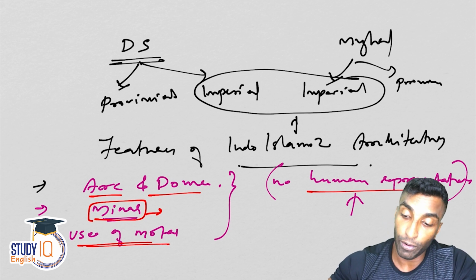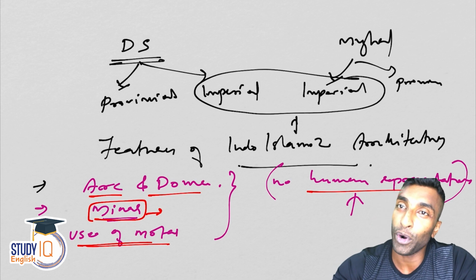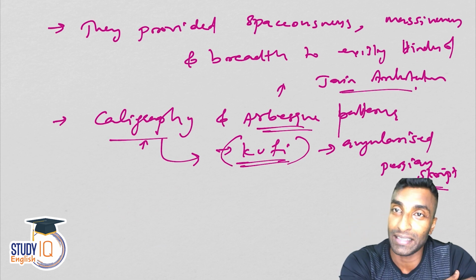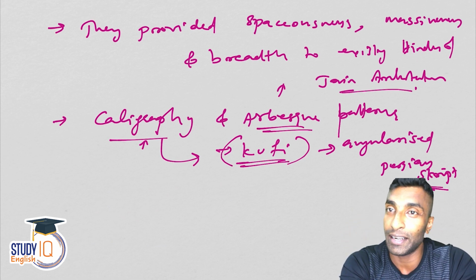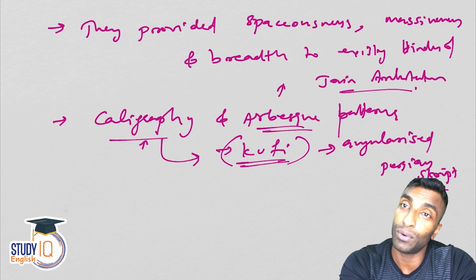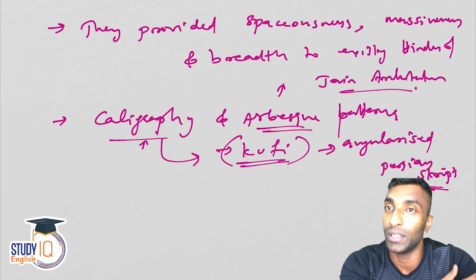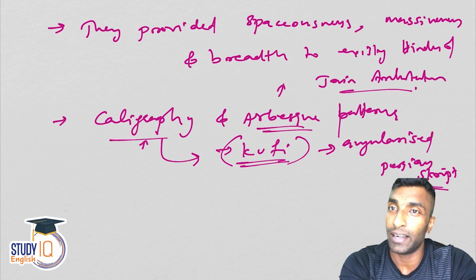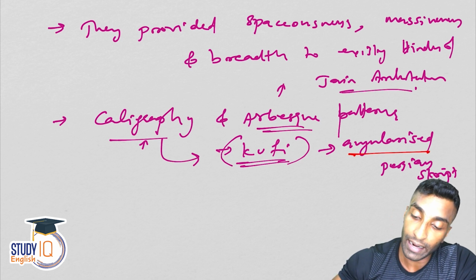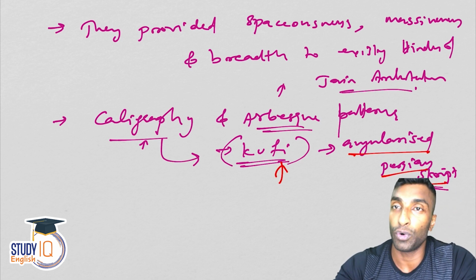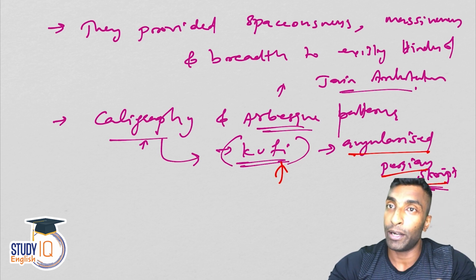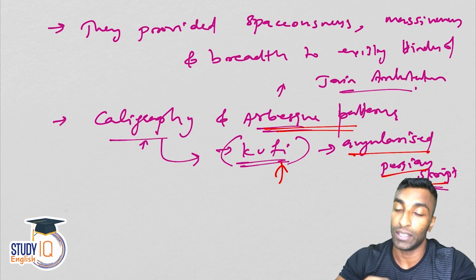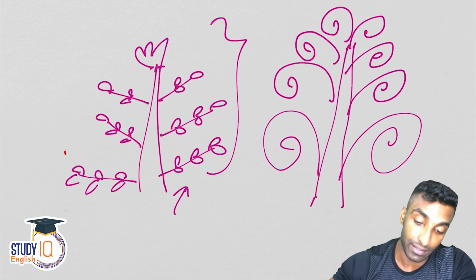And then this is very important, no human representation. What do you mean by they made the existing architecture, Jain and Hindu architecture, more spacious and massive and breadth? They have actually converted that into Islamic architecture, and they have taken out the idols in that also because they don't allow the human representation. And then calligraphy and arabesque patterns. Calligraphy is related to handwriting. So I've told you angularized Persian script is what you call as Kufi. That looks better compared to the normal Persian script. Okay, and arabesque pattern, it should be symmetrical on both the sides. So that is a vegetal pattern like this.